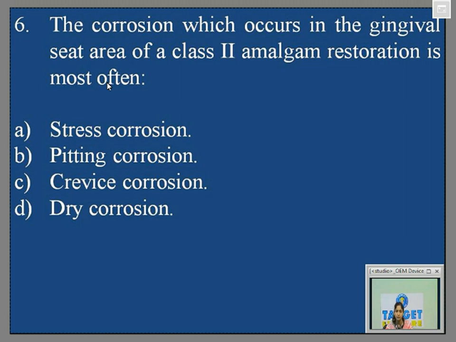So how many types of electrochemical corrosion? Four. Galvanism, stress corrosion, then concentration cell corrosion or pitting corrosion, and lastly crevice corrosion. So write down the examples, because any one can be asked in the exam. Galvanism we've already mentioned. It's when you have dissimilar metals in the mouth.